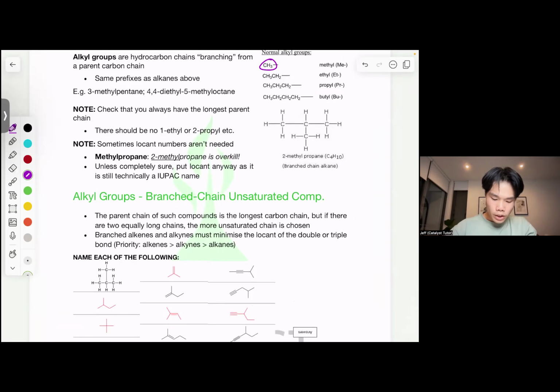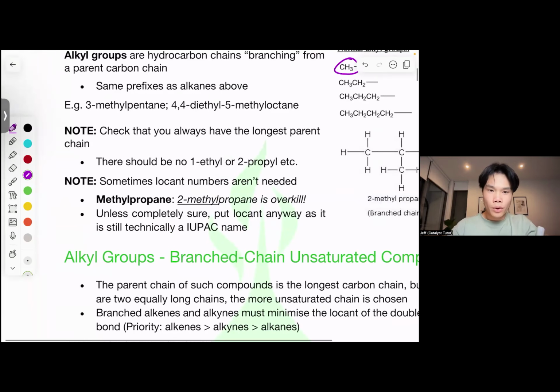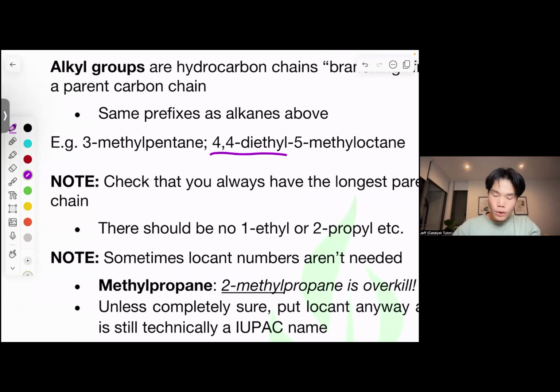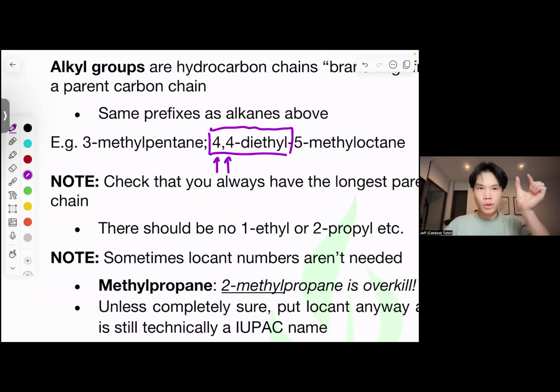Continuing on, when you're ordering these, as I said before, they should be in alphabetical order if you have multiple. And also, if you have 2 of the same side chain coming off, for example, 4,4-diethyl, please note that you always have to show as many locants as there are whatever you're describing. So if it's diethyl, you have to put 2 locants to describe where each of those ethyls are, even if they're on the same carbon as they are here.